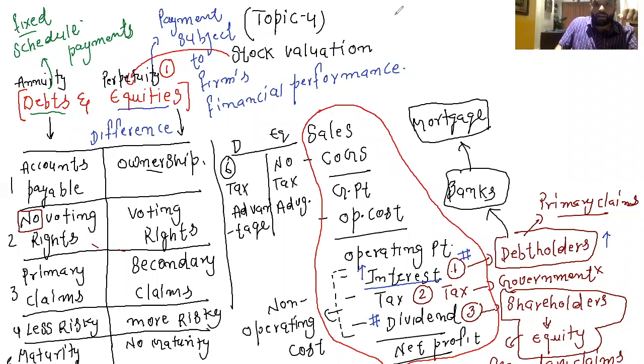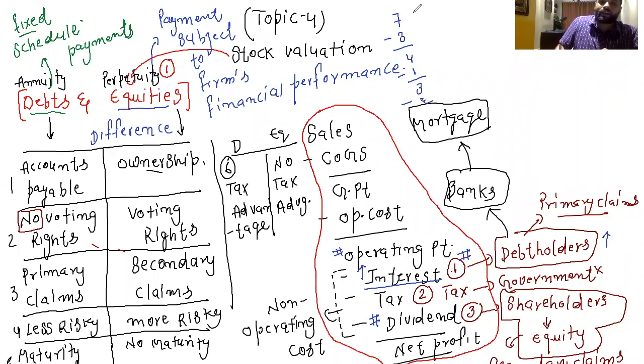So let's say my operating profit is 7 and my interest is 3, right? So 7 minus 3 is 4. And I will pay tax on this 4. Let's say the tax rate is 25%, so it's $1. Now I have 3, and then I will pay dividend from this 3.